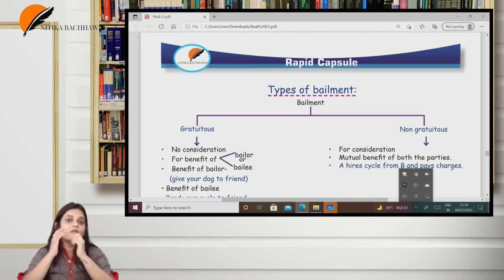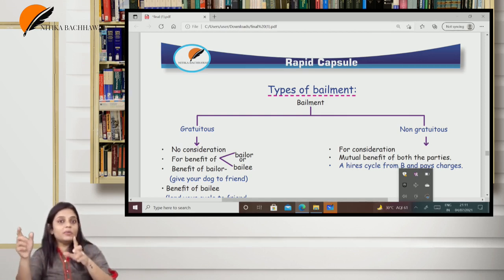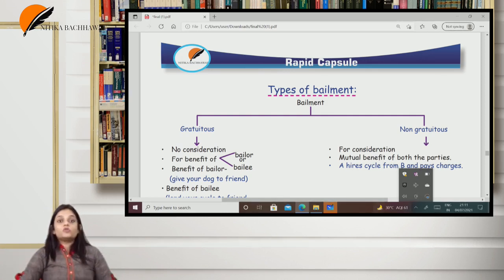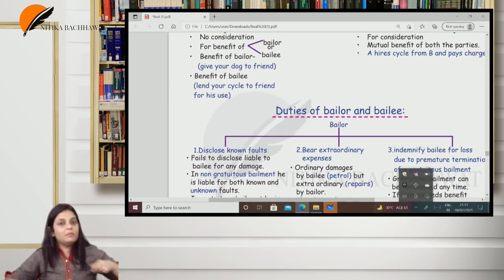On the other hand, your friend missed his classes. So he says, could you please lend me your notes? I will copy and give it back to you. Now tell me, will your friend charge you money for taking care of the puppy? No. Will you charge money from your friend for lending him the notes? No. Here it is for the benefit of the person who is taking the notes. That is the bailee. So it is for the benefit of the bailee. So when it is gratuitous, it is without consideration. It can never be beneficial to both. So it can be either for the benefit of the bailer or for the benefit of the bailee.